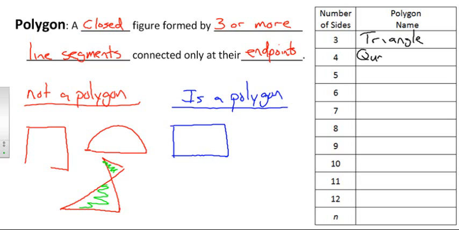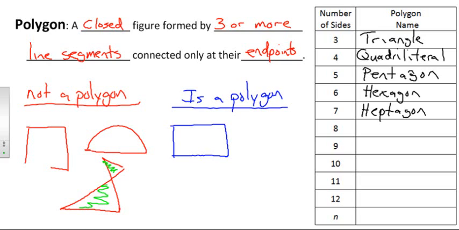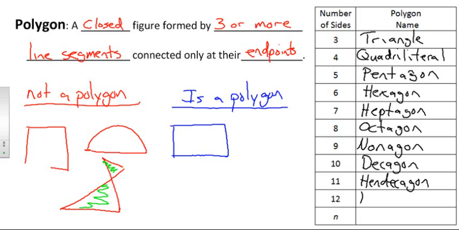A 4-sided polygon is a quadrilateral. A 5-sided polygon is a pentagon. If a polygon has 6 sides, that's a hexagon. A 7-sided polygon is a heptagon. An 8-sided polygon is an octagon. A 9-sided polygon is a nonagon. A 10-sided polygon is a decagon. An 11-sided polygon is called a hendecagon. And a 12-sided polygon is a dodecagon.